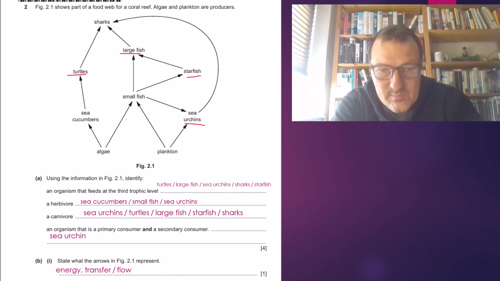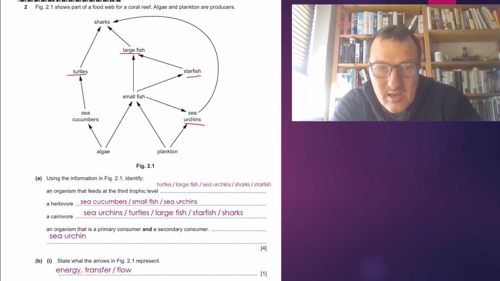The large fish eat the small fish, that makes them a carnivore. The starfish, they eat small fish, well, in this case here, that makes them a carnivore. And the shark, being the apex predator, is also a carnivore. If you have a look at an organism that is a primary consumer and a secondary consumer, that will be our sea urchin because it both eats the plankton and the small fish.